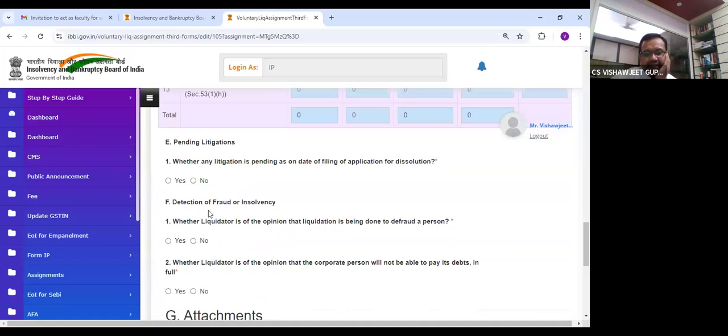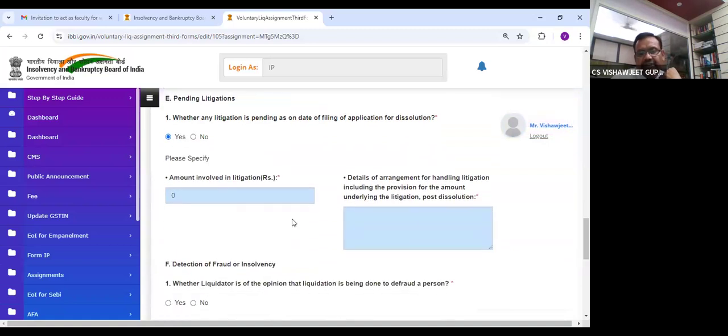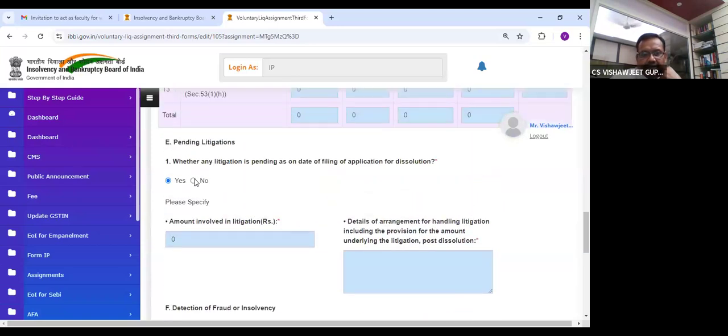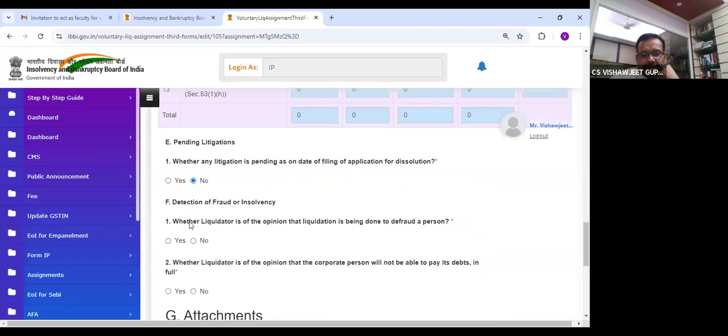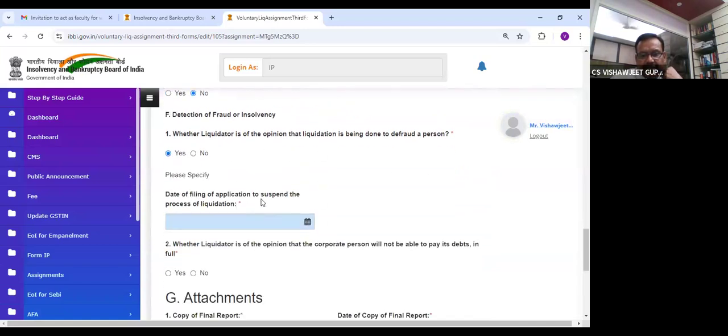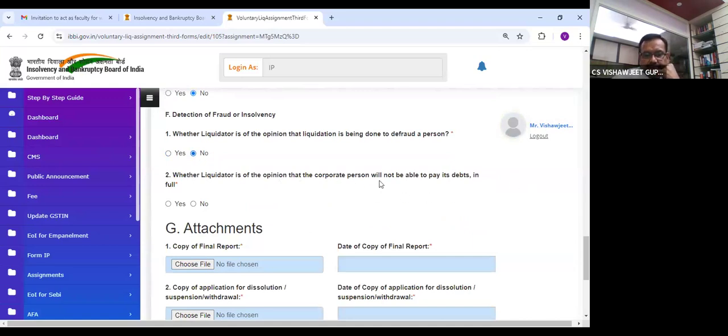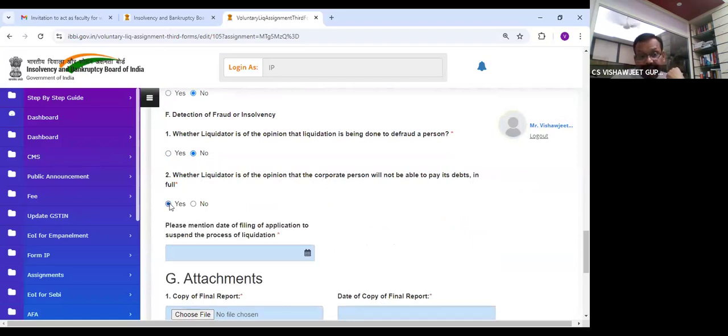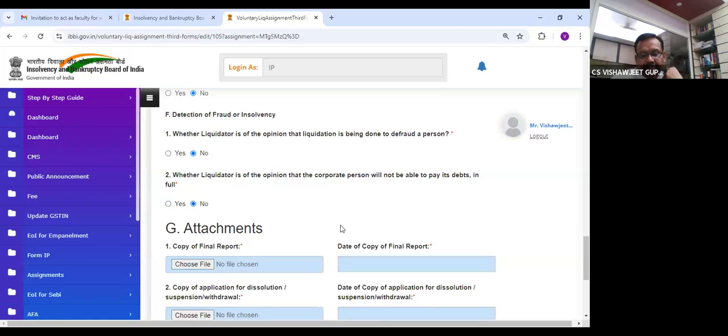Now, pending litigations, whether any litigation is pending as on the filing of the application for dissolution? If yes, then amount involved in litigation, then the details of arrangement for handling litigation, including the provision for amount underlying the litigation post dissolution. If no, then you will have to select no. Detection of fraud or insolvency, whether liquidator is of the opinion that liquidation is being done to defraud any person. If you say yes, date of filing of the application to suspend the process of liquidation. If no, then you will have to click on no. Whether liquidator is of the opinion that corporate person will not be able to pay its debts in full. If yes, then please mention the date of filing of the application to suspend the process of application. Otherwise, you will have to fill no.